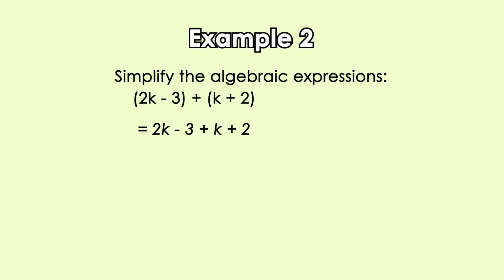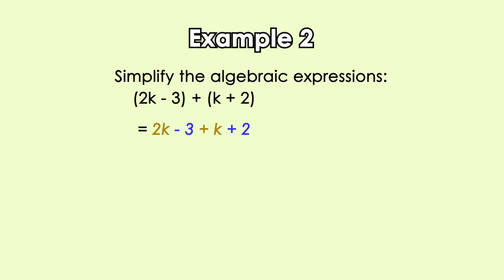The expression consists of 4 terms. Can you identify the 2 pairs of like terms? Yes, you are right. One pair is 2k and k. Another pair is the constant 3 and 2. The next step is to group the like terms.